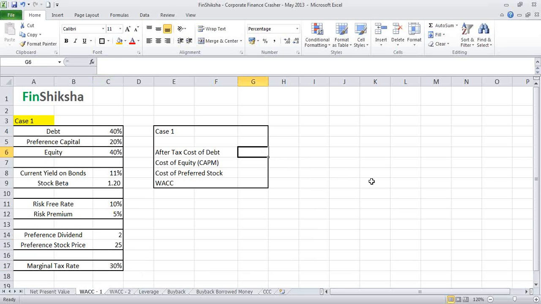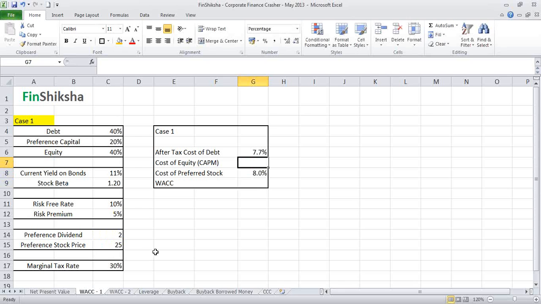So let's first calculate after-tax cost of debt. This is CD multiplied by 1 minus the marginal tax rate. So that's 7.7%. Let's calculate cost of preferred stock. Remember, it is perpetual dividend divided by the preference stock price. So that gives me 8%. Just divide the dividend by the stock price and you'll get it.